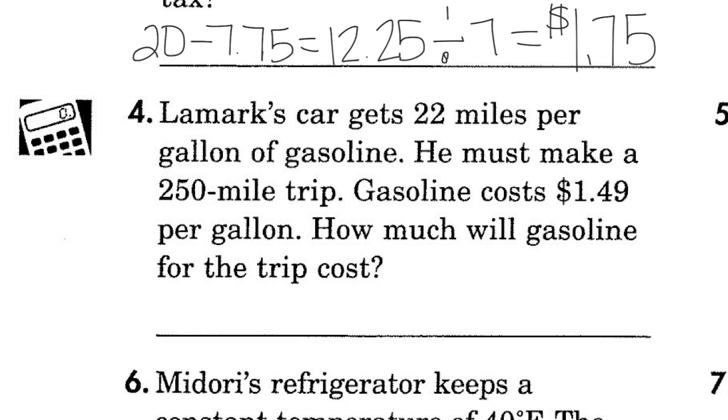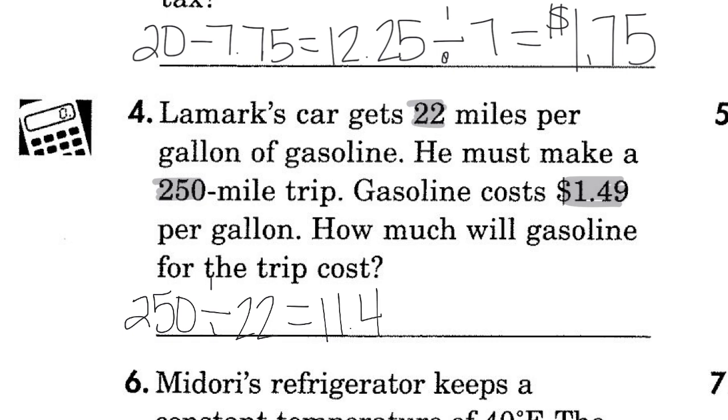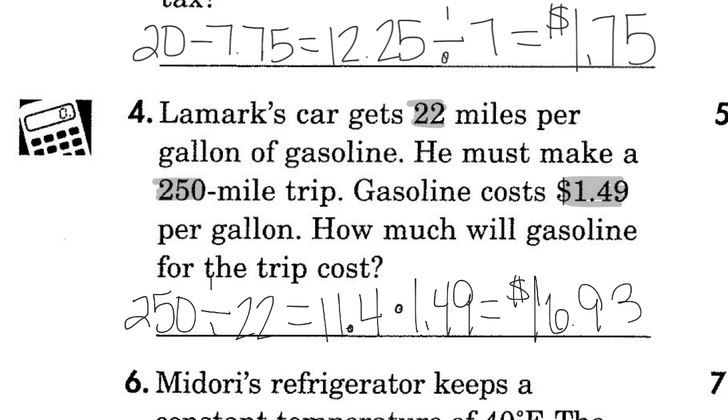All right, let's go down to problem number 4. Our car gets 22 miles per gallon of gas. He must make a 250-mile trip. The gasoline costs $1.49 per gallon. How much gas will it be for the trip? So we're going to start with, how many miles was the trip? You better say 250. And he gets 22 miles to the gallon. So if I divide that by 22, that's going to tell me how many gallons. And he used up 11.4 gallons of gas. That gallon of gas cost $1.49. So it's going to come to a total of $16.93.